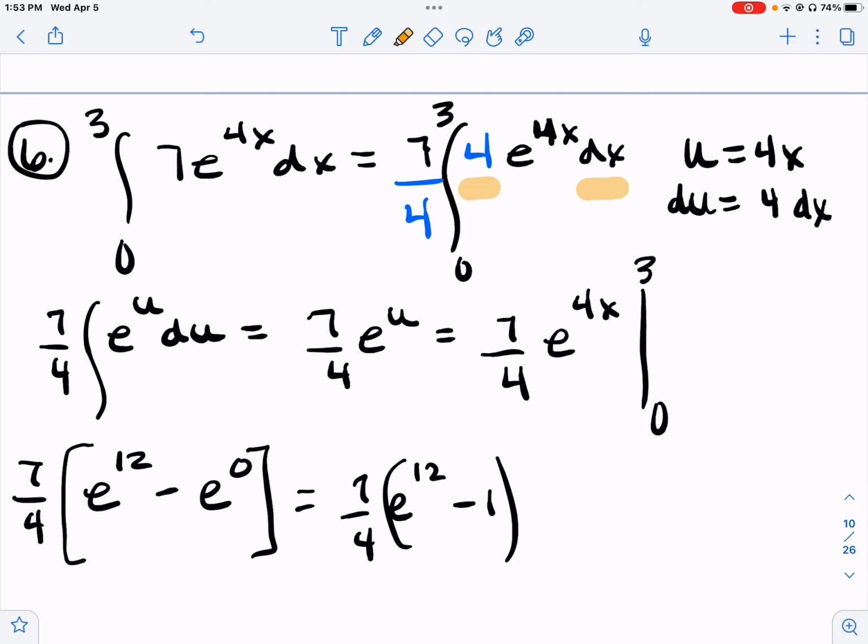We plug in 3. 4 times 3 is 12. 4 times 0 is 0. I like to write the number outside and just leave it as being multiplied times that. e to the 0 is 1.